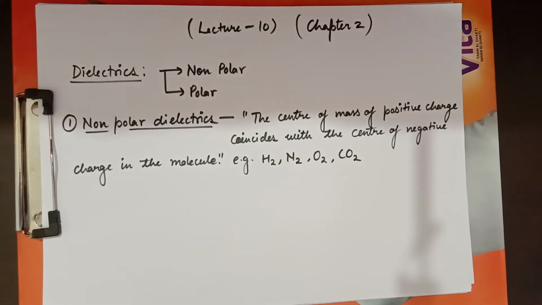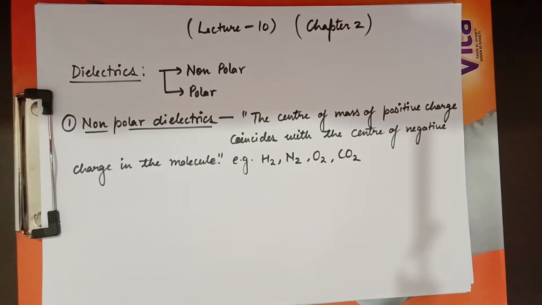So non-polar dielectric materials are those materials in which the center of mass of positive charge coincides with the center of mass of negative charge in the molecule. As you know, a molecule consists of positive charge as well as negative charge; then only it becomes a neutral one. So in non-polar dielectrics there are no poles, meaning the center of mass of positive charge coincides with the center of mass of negative charge of the molecule.